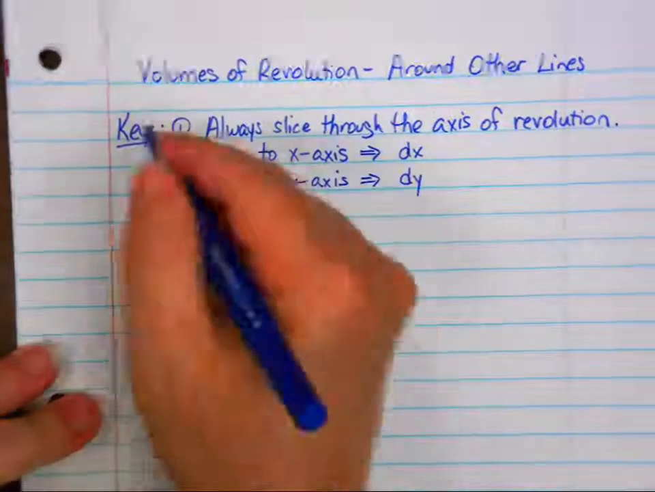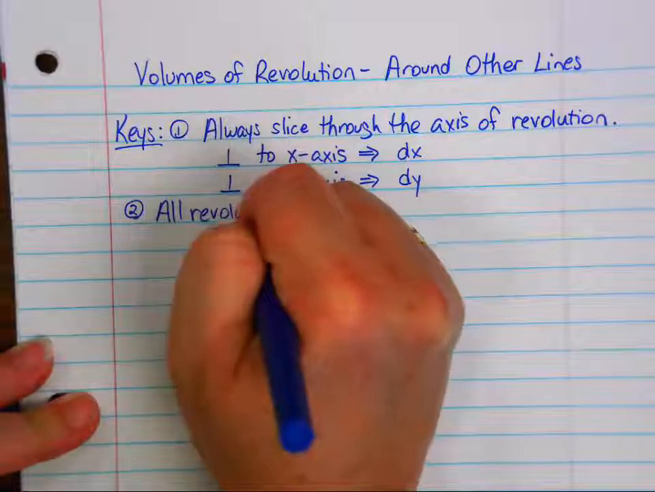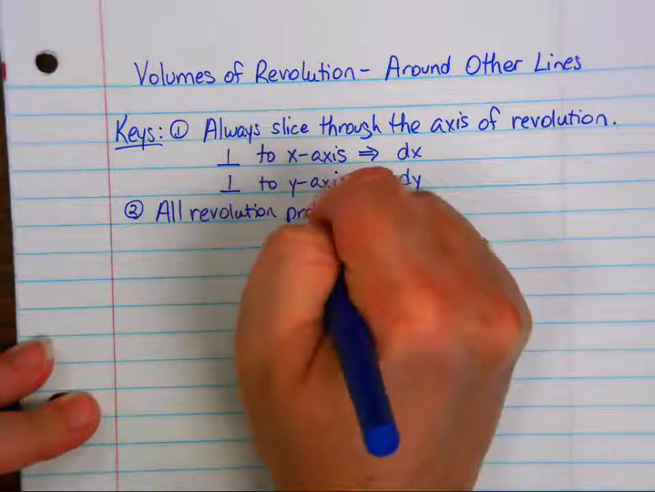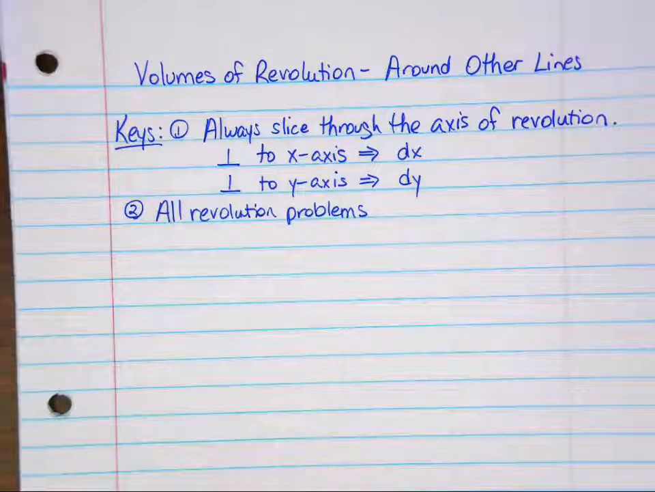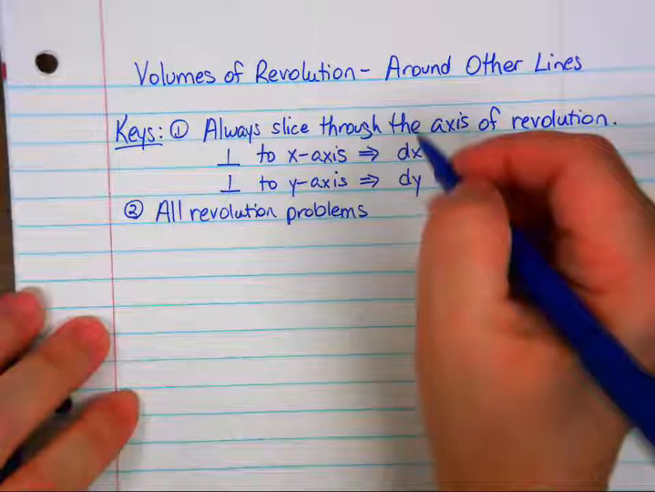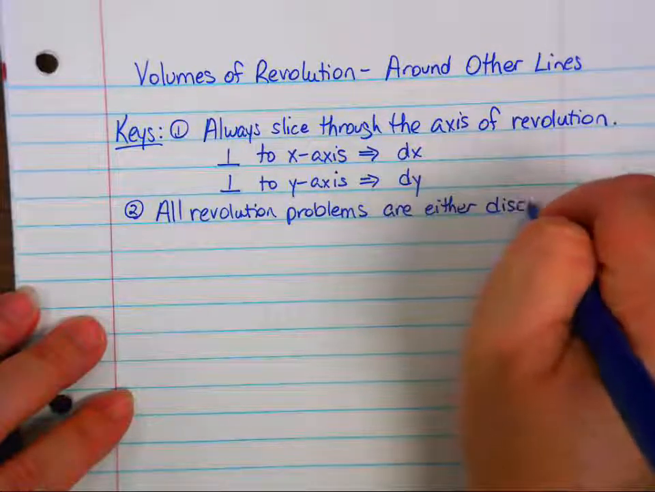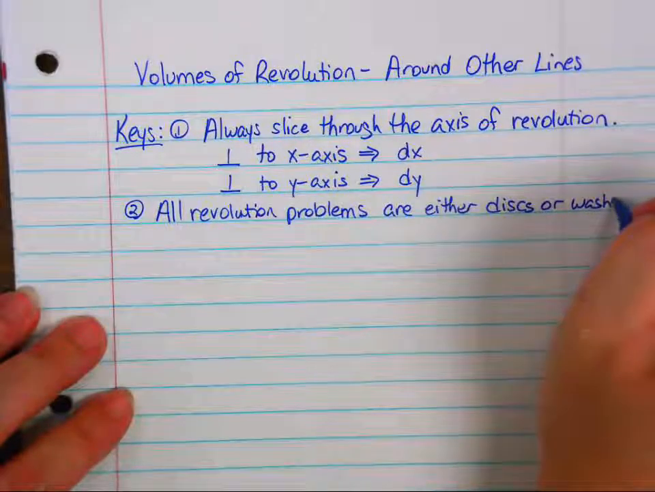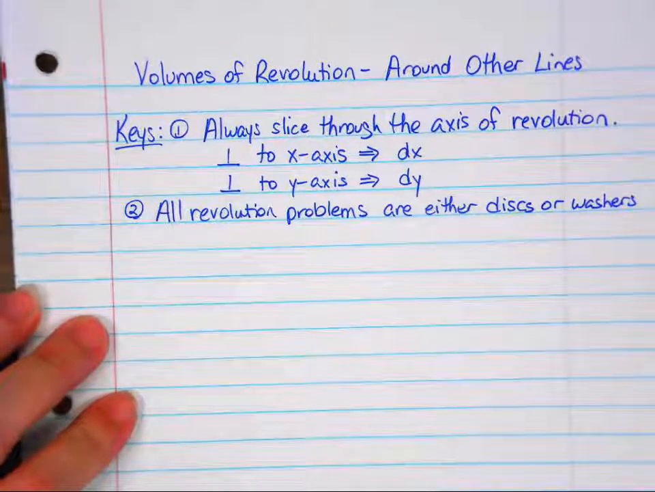Okay? Key number 2, all revolution problems are either discs or washers. Now, what do I mean by revolution problem? If a problem says revolve, or if a problem says around this line or that line or the other line, that's considered a revolution problem. Those are your only two choices for area. It's either discs or washers. Never squares, never triangles, never rectangles. It's always discs and washers. So you only have two to choose from when you're trying to decide what area formula to use.